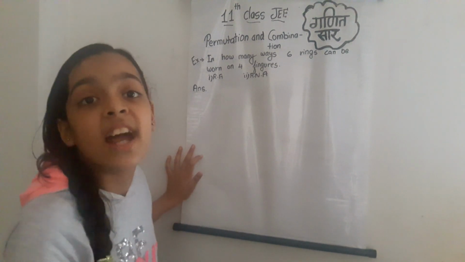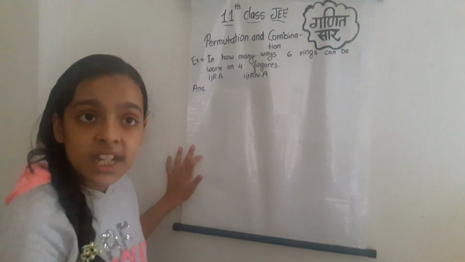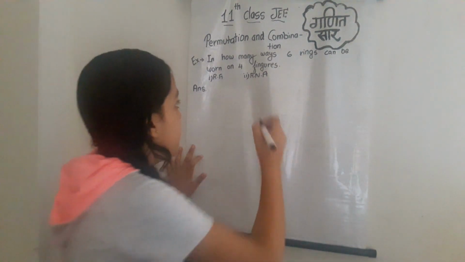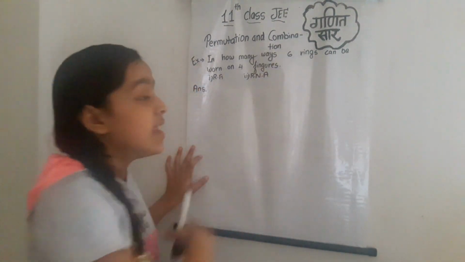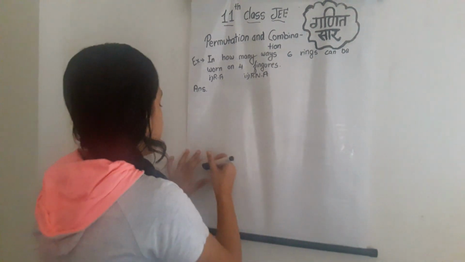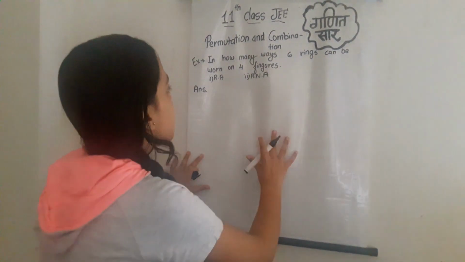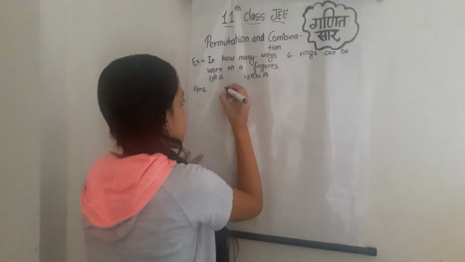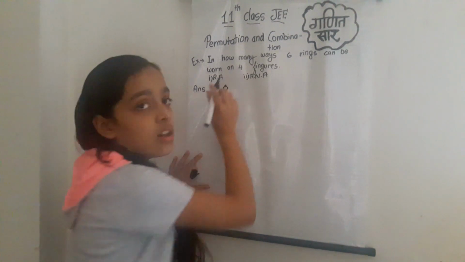Repetition allowed means that a digit or anything can be repeated, and repetition not allowed means that anything cannot be repeated. So let's solve this. First we will draw 6 rings. I am solving it with the long method.